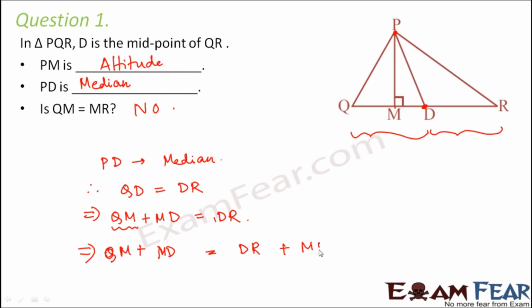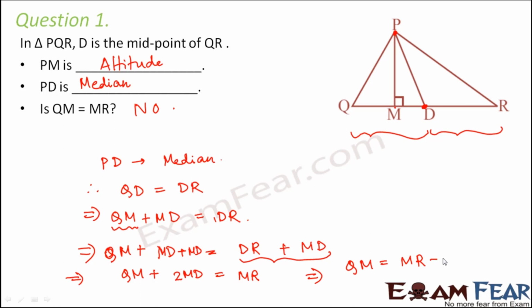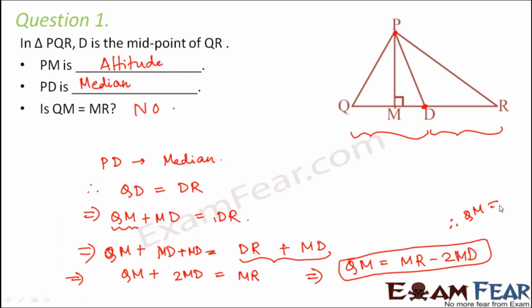And we add MD on both sides. So if we add MD on both sides, what do we get? We get QM plus 2MD is equal to, what is DR plus MD? This is nothing but MR. So what do we see? We see that QM is equal to MR minus 2MD. So what does this prove? This proves that QM is not equal to MR. QM is actually less than MR. From MR, when you subtract twice of MD, then you get QM. So definitely QM is not equal to MR. So this is how you can even mathematically prove that the altitude doesn't bisect QR.